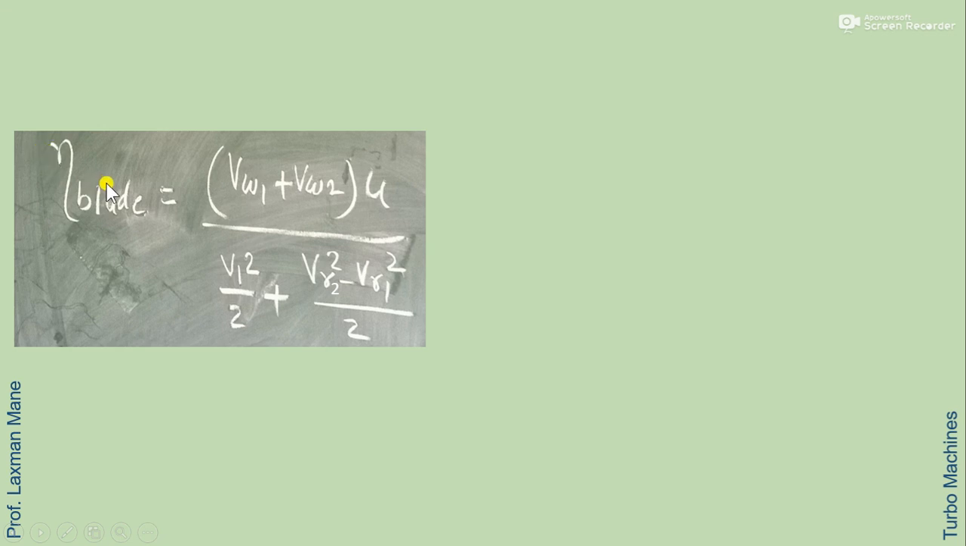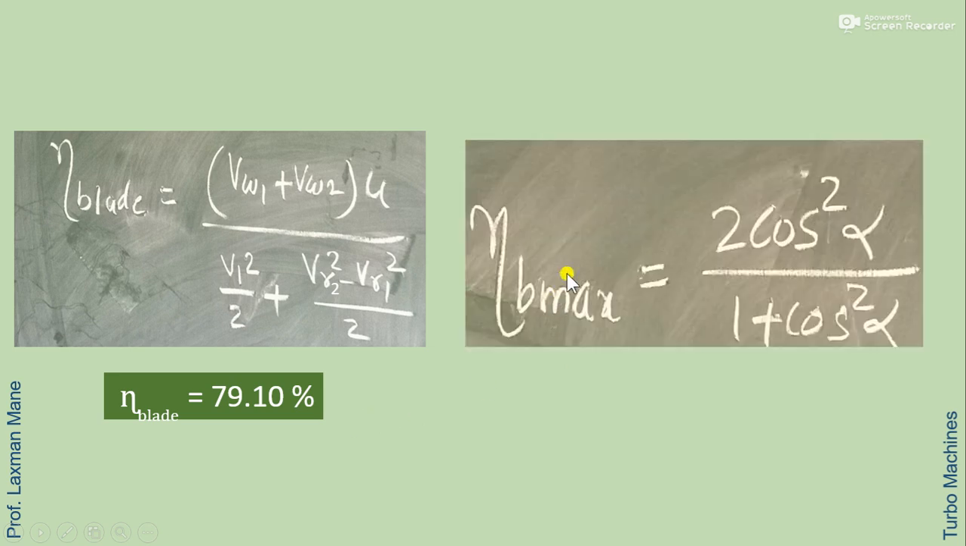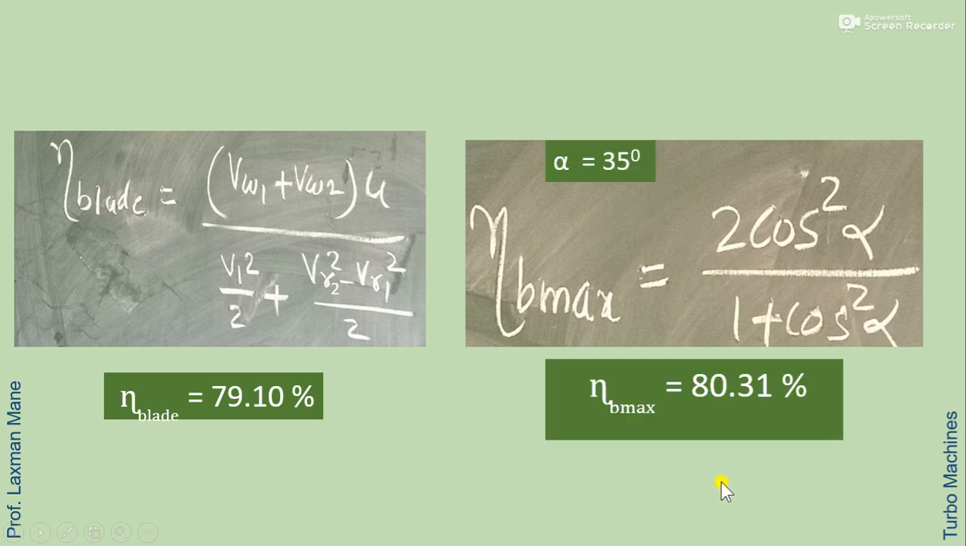Then putting the values VW1, VW2, all the calculated values in the blade efficiency formula, you get blade efficiency in percentage. After that, maximum blade efficiency is given by the formula 2 cos square alpha divided by 1 plus cos square alpha. Putting the value of alpha in this equation, you get maximum blade efficiency in percentage.